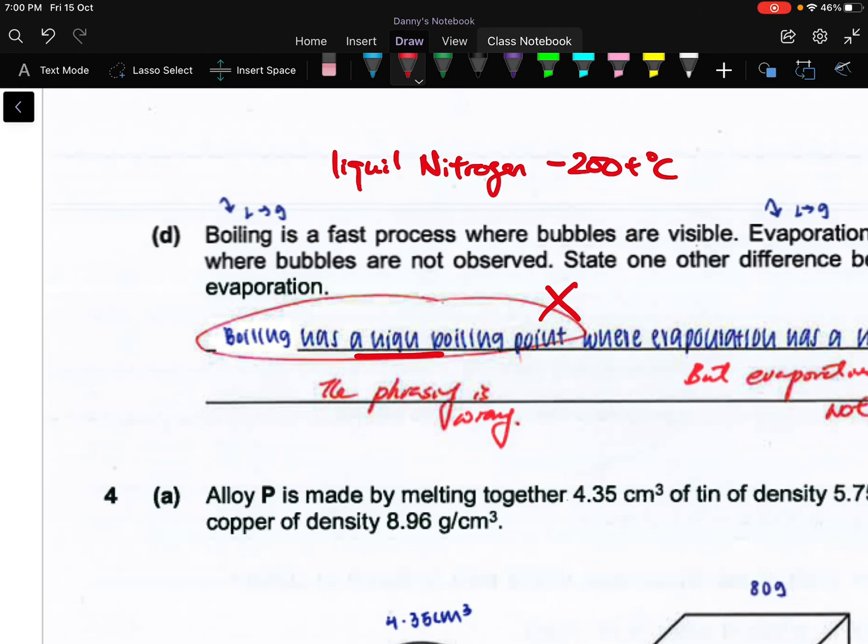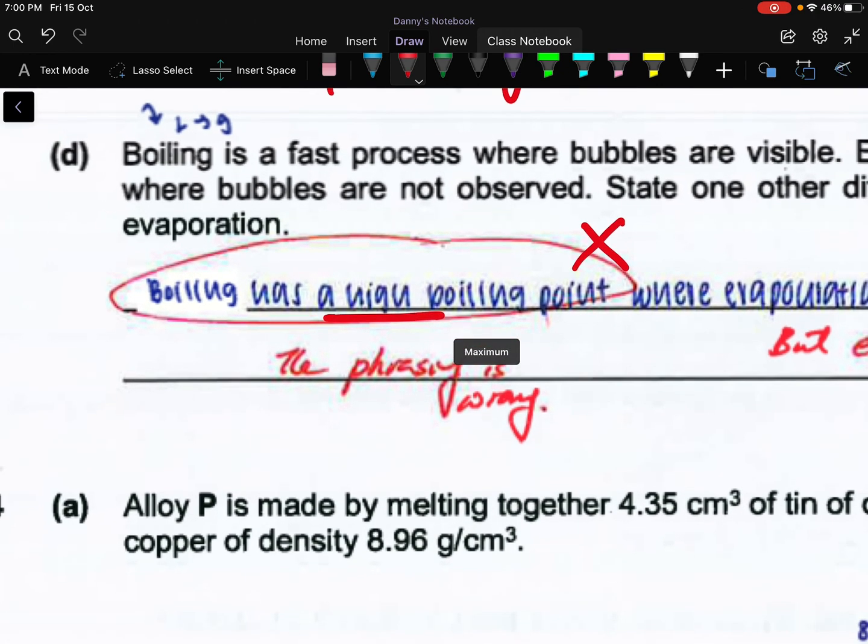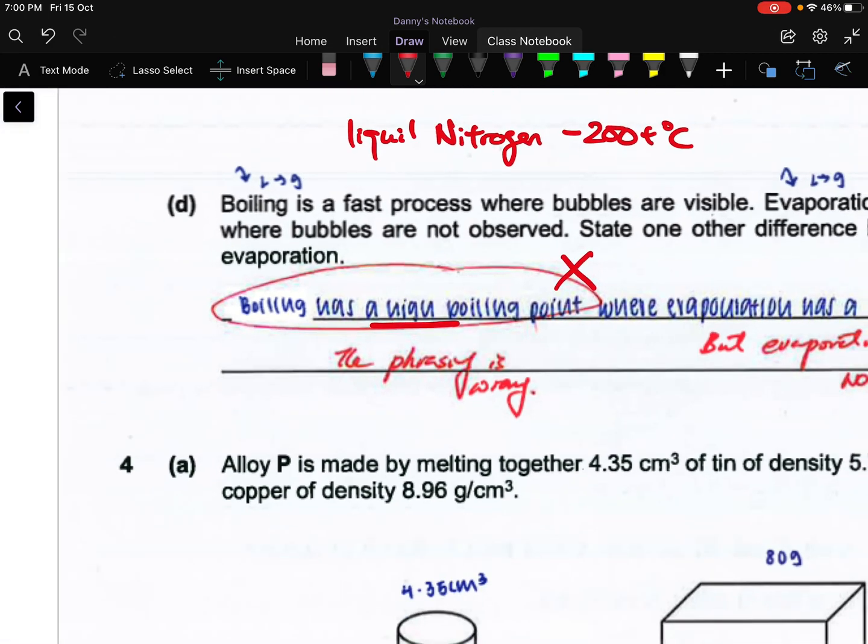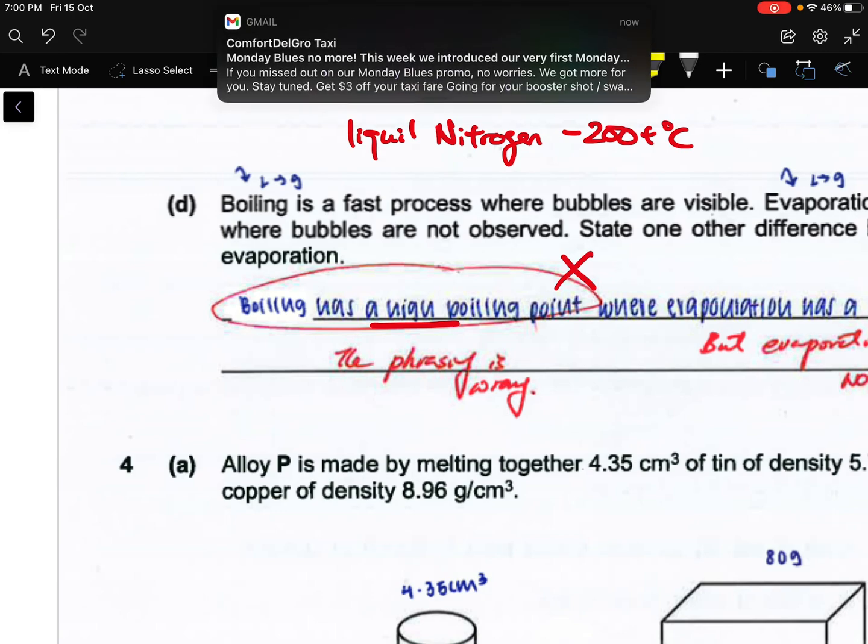So it shows to me that this student has only thought about water, and to her 100 is a big number. It is not. So you shouldn't be over-generalizing and oversimplifying, or focusing on just one substance whenever you are comparing processes. We are looking at processes, not a substance.